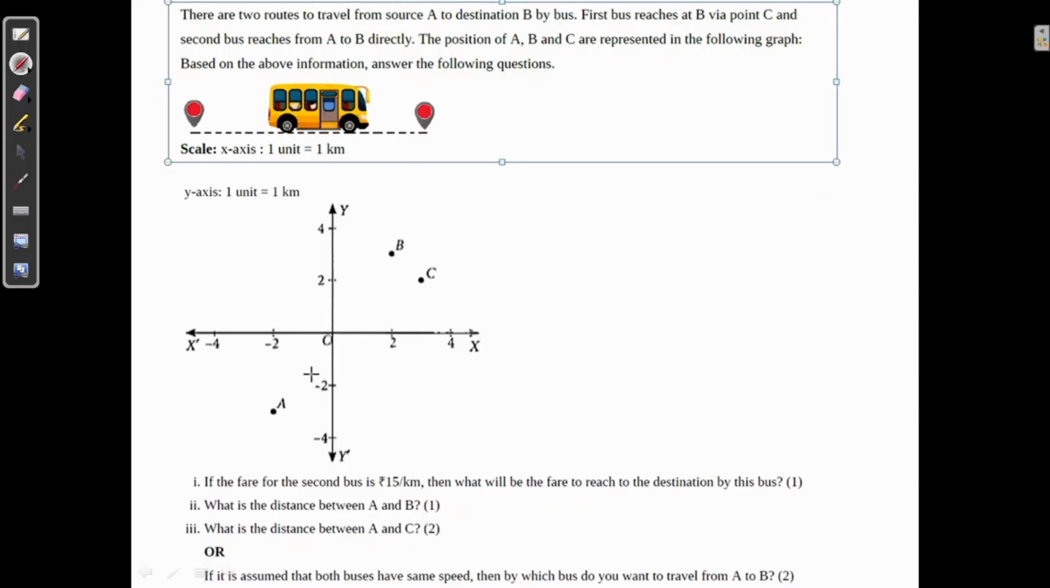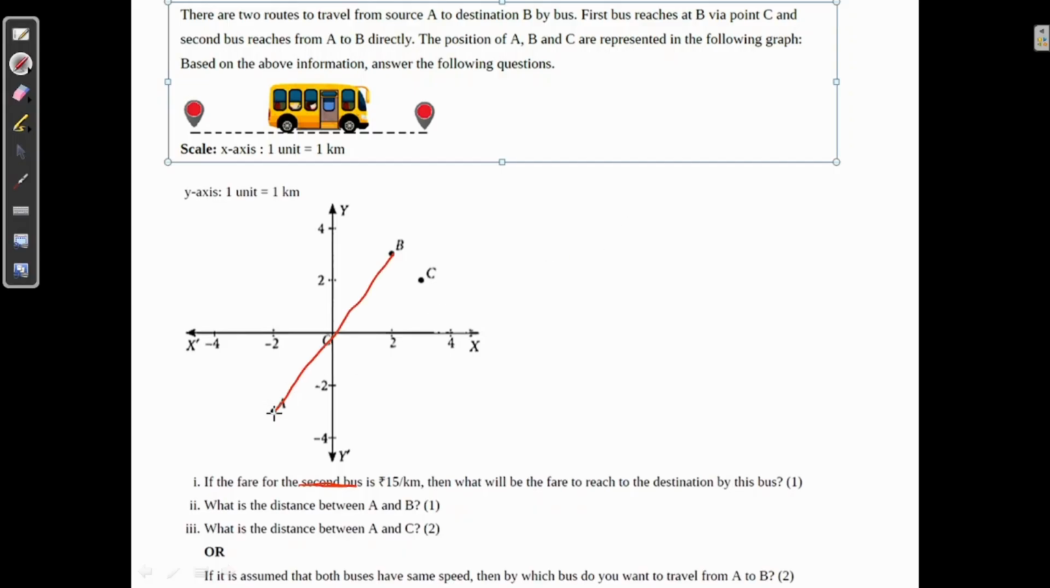One bus will travel first from A to C, then C to B, and one bus will go directly from A to B. That is what they are saying. If the fare of the second bus is 15 rupees per kilometer, what will be the fare to reach the destination by this bus? Look, they are asking for the second bus, not the first bus. What is the second bus doing? It is directly traveling from point A to B.